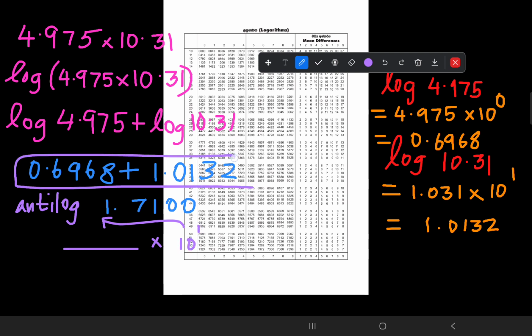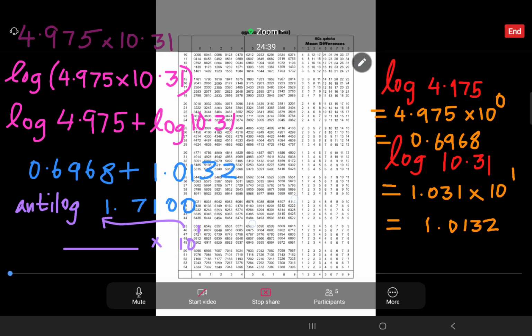After adding these two, we cannot conclude this as the final answer. Furthermore, we just introduced log in the question. There was no existing log, so we just introduced it. We have to remove the log as well. That's why you have to find the antilogarithm for this one. 7100. I will search that value in the table.